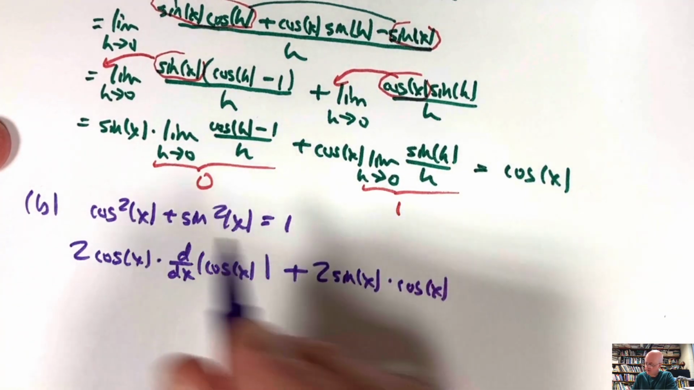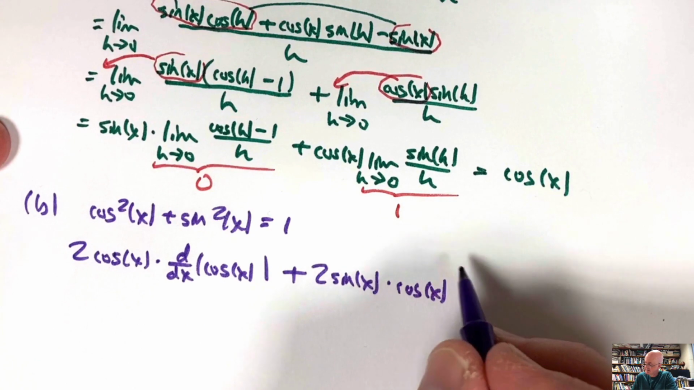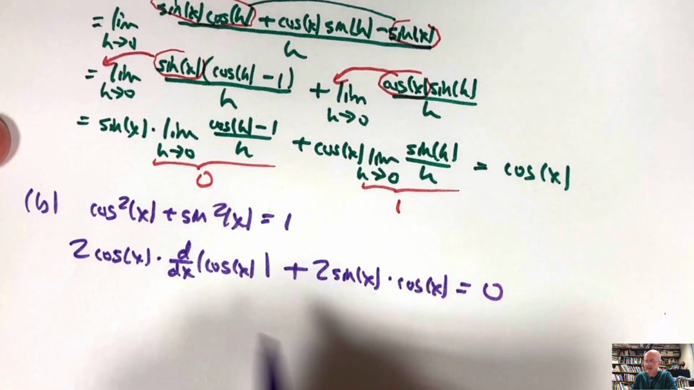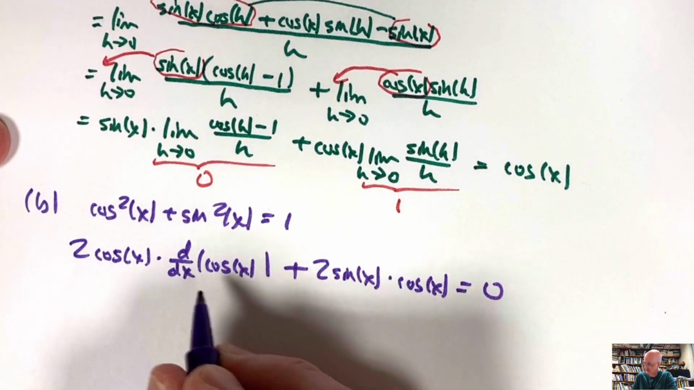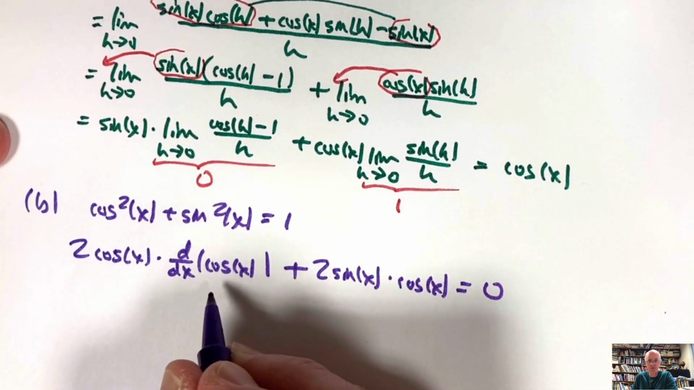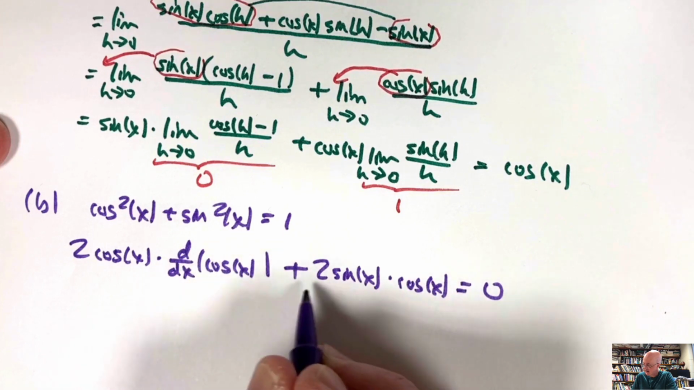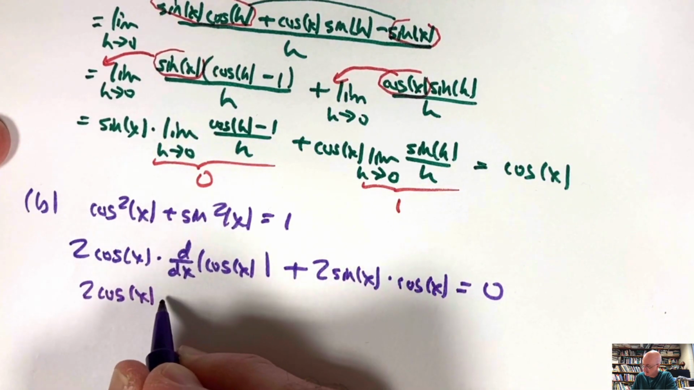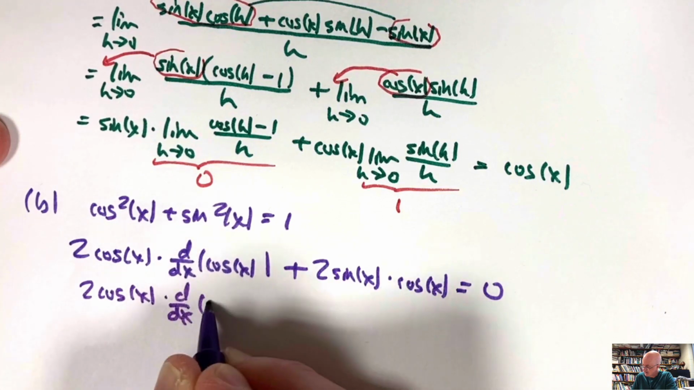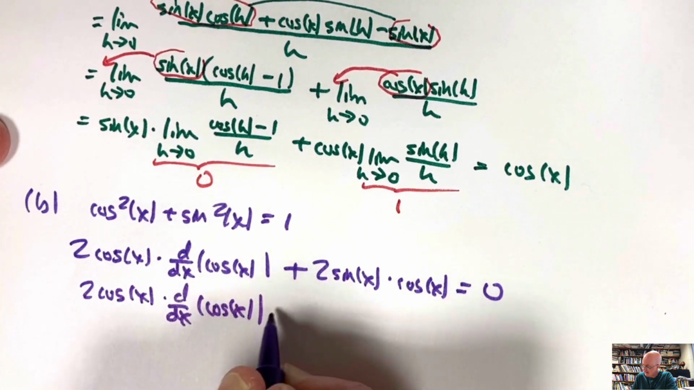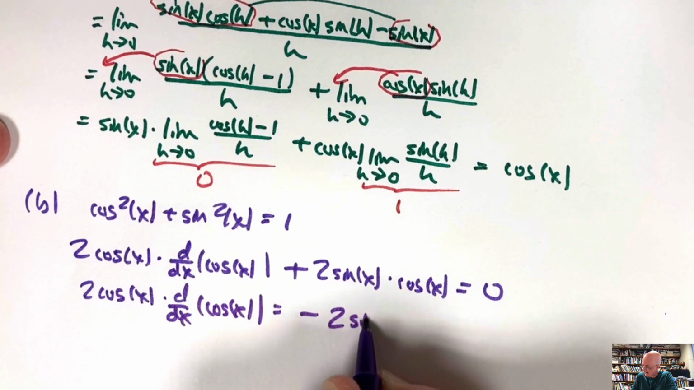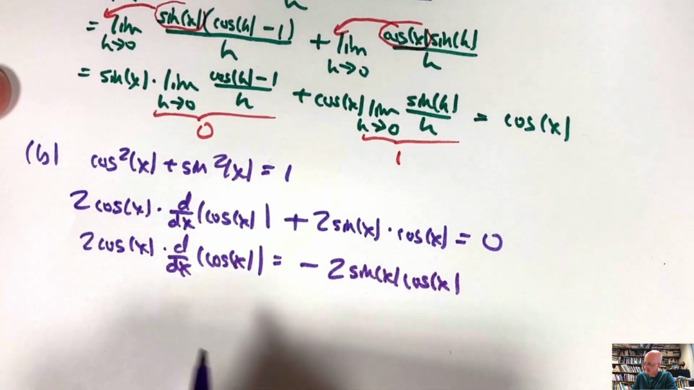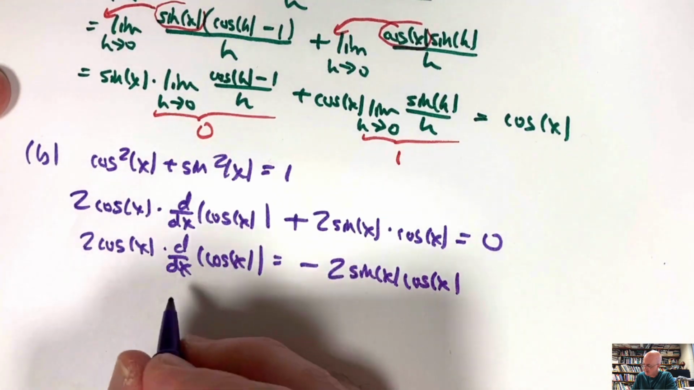And then, if you differentiate the left side, you got to differentiate the right side to still get an equality. The derivative of 1 is 0. Hey, this is an algebra equation that we should be able to solve for the derivative of cosine of x. Subtract this from both sides. I'll go ahead and do 2 steps here. 2 cos x times d dx of cos x will be negative 2 sine x cos x. And then divide both sides by cos x and also 2.